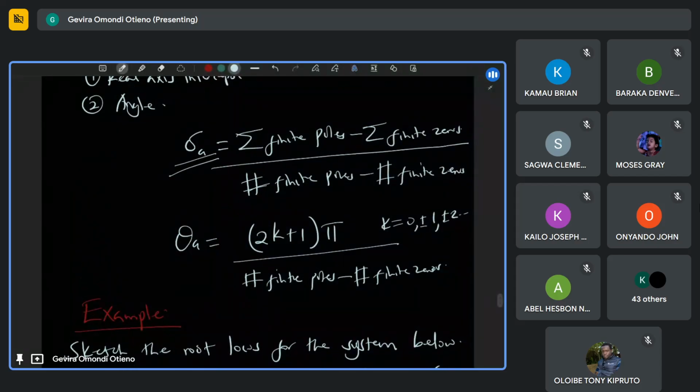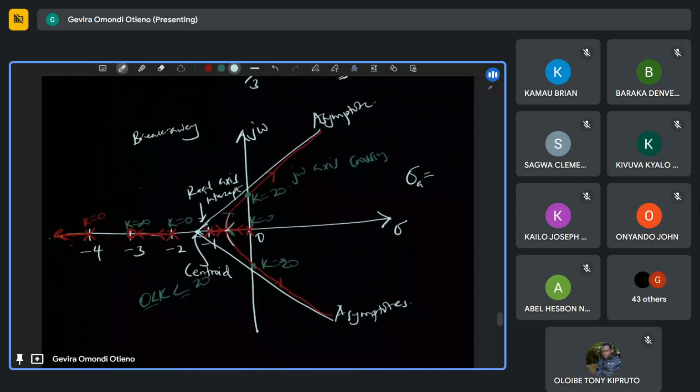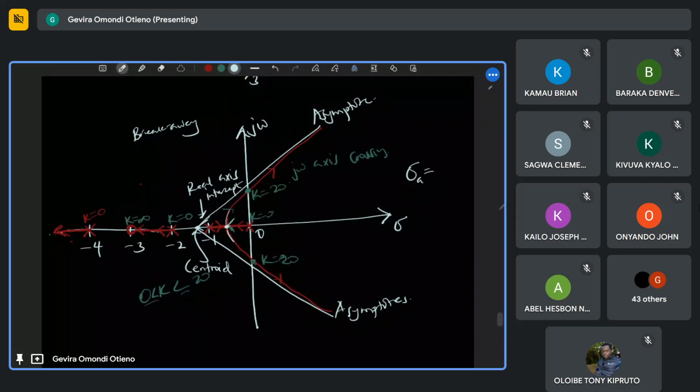But we have a totally different formula that helps us obtain what we call the breakaway point. This point here, where the two poles will exit the real axis and join the imaginary axis. So the centroid is never the same as the breakaway point. I hope that is clear.